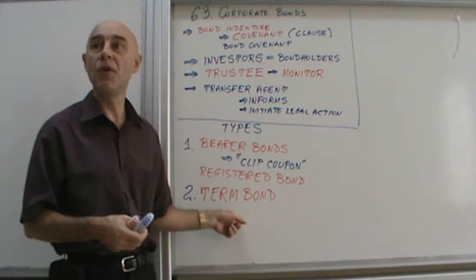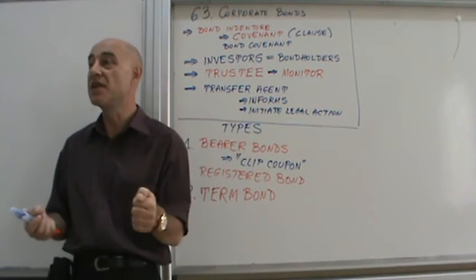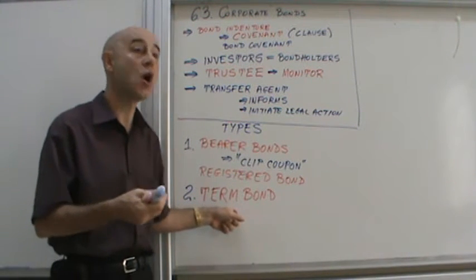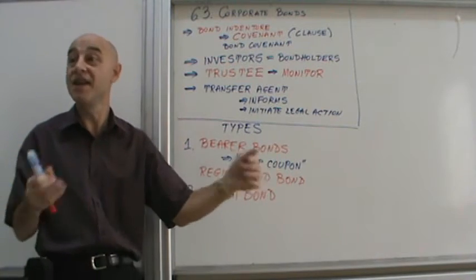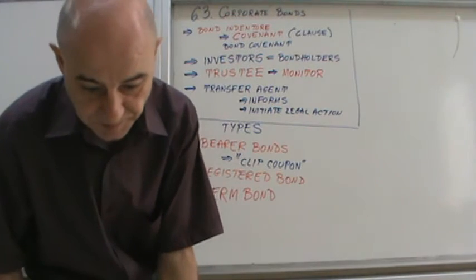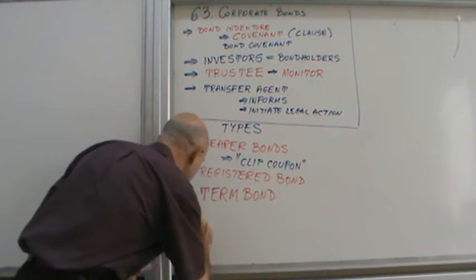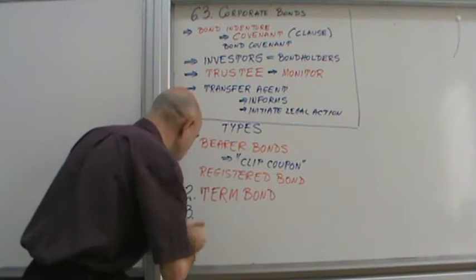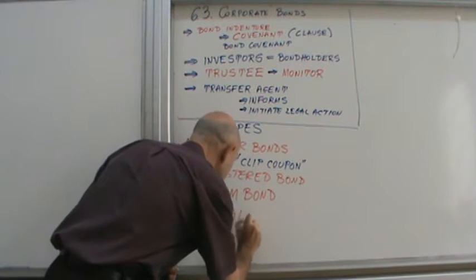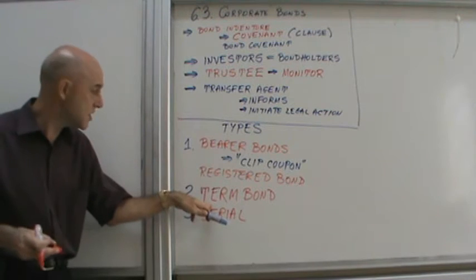Well, term bonds are considered somewhat risky because on the day of payment, maybe they will have, maybe they will not have all 10 million in cash sitting in the bank to make the payment. So the next one will be number 3, serial bonds. Sir, can you talk about the term bond again? The term bond, yes, is very simple.